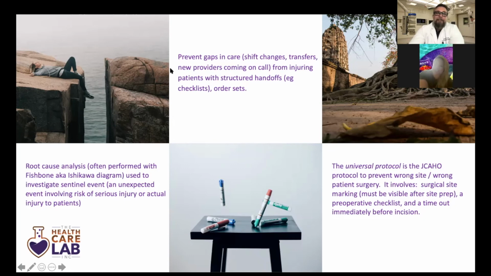Okay. Next up, let's talk about preventing gaps in care. These arise from things like shift changes, transfers, new providers coming on call, and patients can get injured because the next group doesn't know everything right away about their allergies or things like that. And one of the ways to avoid that is structured handoffs.